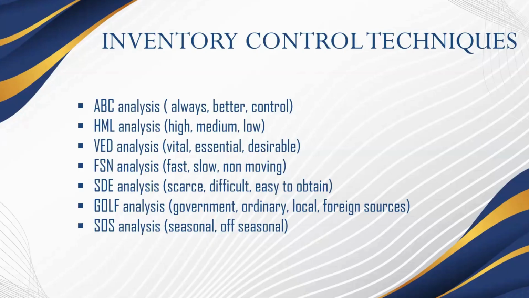Category B. Category B is the second set of value, higher than category C but lower than the category A products. Right? The value of the total cost is expected to require moderate attention and control. Products such as tools and small items fall under this category.